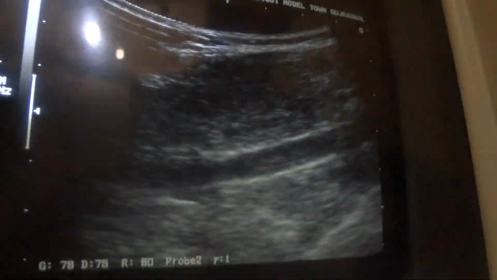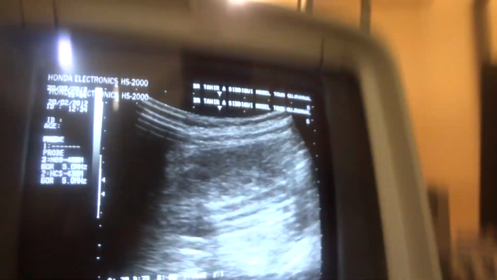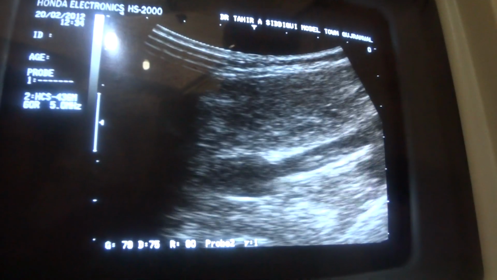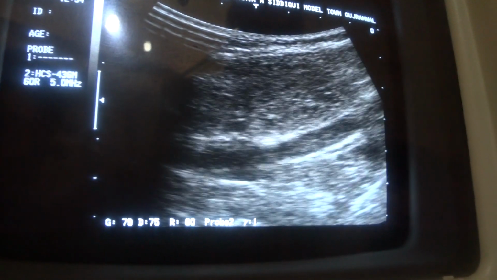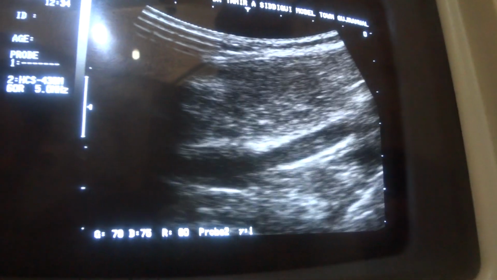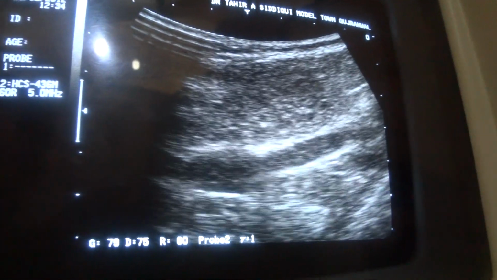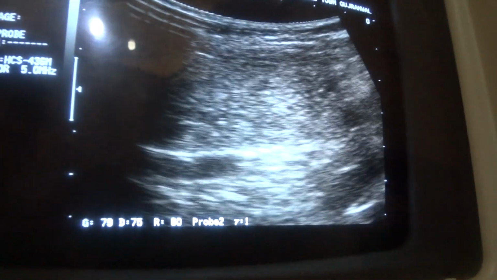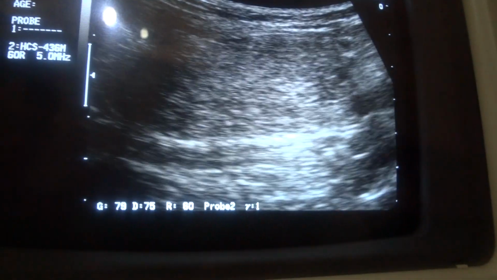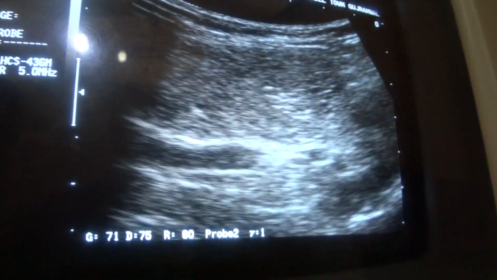Here I am, and I can see I got the landmark for the thyroid, which is the common carotid artery. This is the right lobe of the thyroid. It is enlarged.